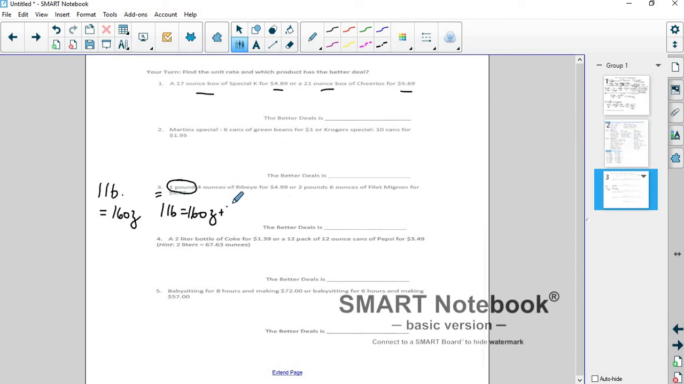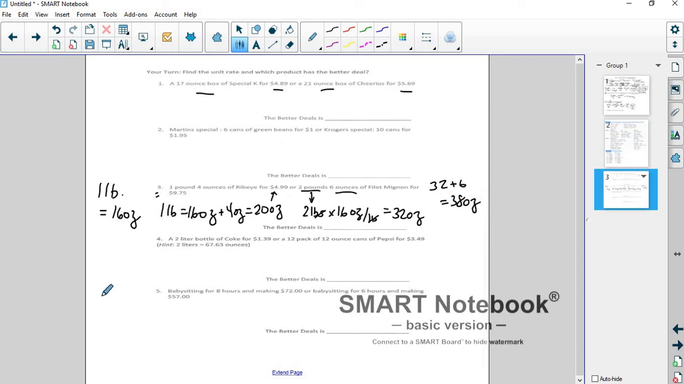And so then we add 4, and we get 20 ounces of ribeye for $4.99. That's a pretty darn good deal. 2 pounds 6 ounces of filet for $9.75. I don't know where you're shopping, but man, what a deal that is. Okay, and so 2 pounds, you have 2 pounds times 16 ounces per pound. Pounds go away, and you get 32 ounces. And then of course we need to take 32 plus 6 and get 38 ounces.